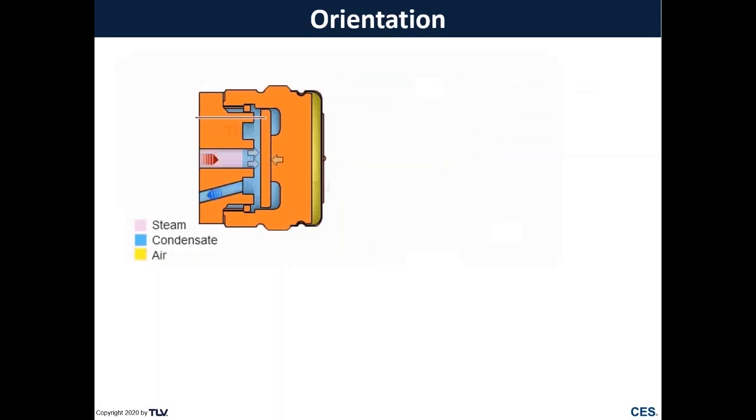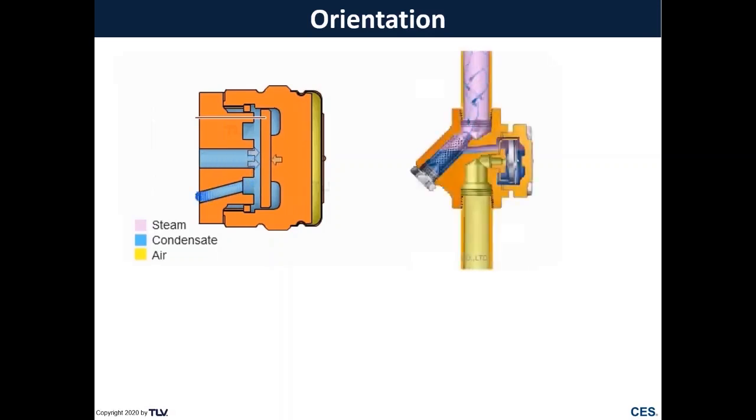So we can look at a thermodynamic disc trap. And if we install this with the disc vertically rather than horizontally, this trap is actually still going to function normally. It may have a slightly shorter service life, but we can still operate this normally.